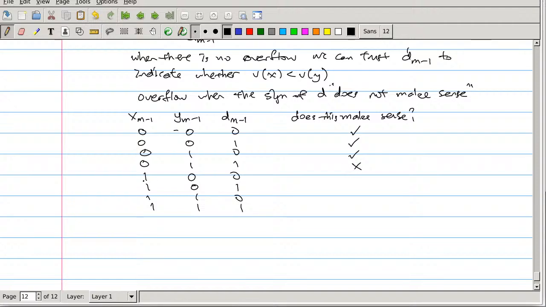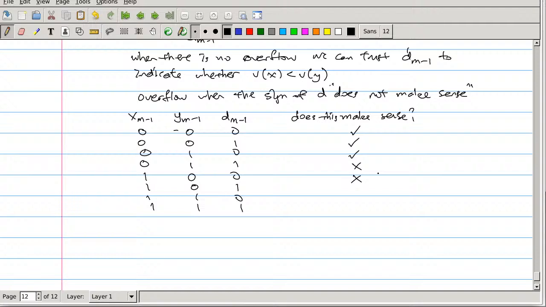This row here says, x is negative and y is non-negative. We are subtracting a non-negative quantity from a negative quantity, and we end up with a non-negative quantity. Does that make sense? It does not make sense, right? And we have encountered this case already as well, because we had, what was it? Was it -8 versus 1? Yeah, it was -8 minus 1 being 7. It does not make sense. So we'll put a cross here.